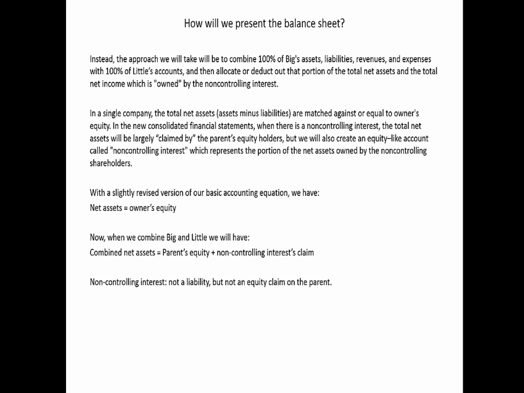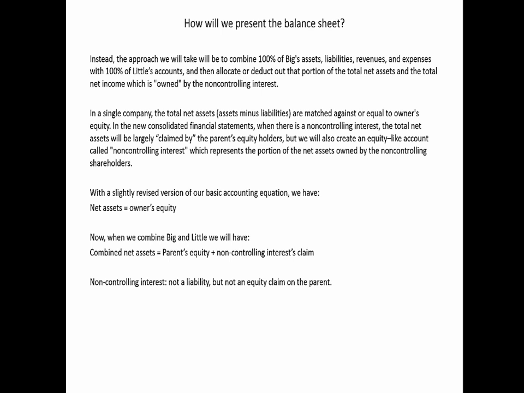Now, again, our basic accounting equation is assets equals liabilities plus owner's equity. Rearranging that a little bit, we get net assets equals owner's equity. Now, when we combine big and little, we're going to have the combined net assets, but now we have two groups of equity holders, two groups of claimants. We have the parent company shareholders, who again, they own all of big company plus a majority of little company, but there are also these other equity holders who own a sliver of little company.